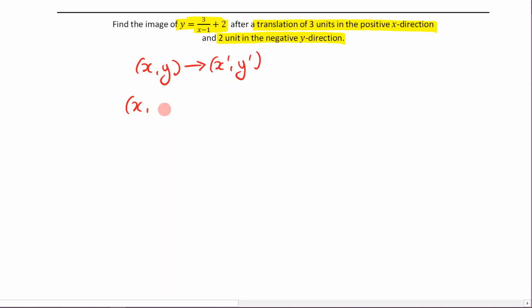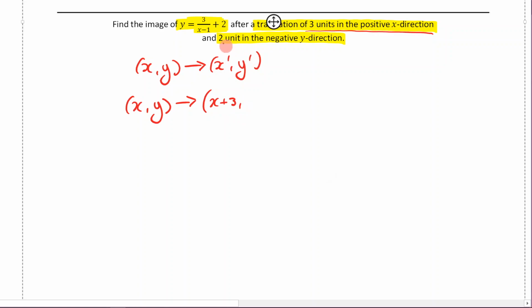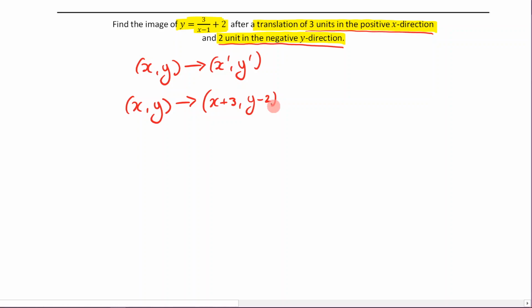Then you go here. We're rewriting it. We know that x dash is going to be equal to, well, it says a translation of 3 units in the positive x direction. So it's going to be x plus 3. And we know that y dash, it says 2 units in the negative y direction. So y minus 2.